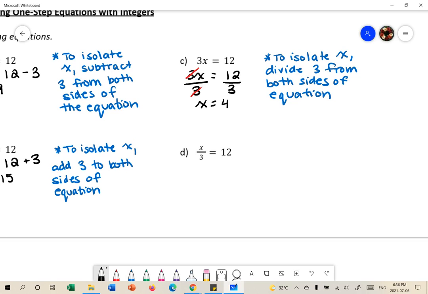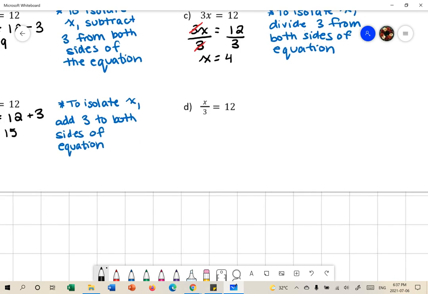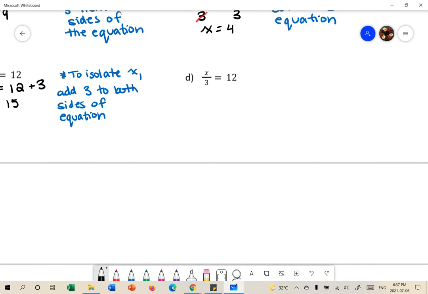Finally, in D, we have a division. X divided by 3 is equal to 12. In order to eliminate the 3, I'm going to perform the opposite operation, which is multiplication. So I'm going to multiply this entire fraction by 3.